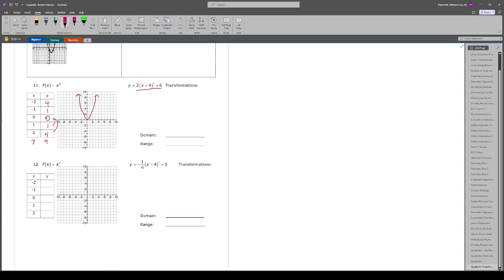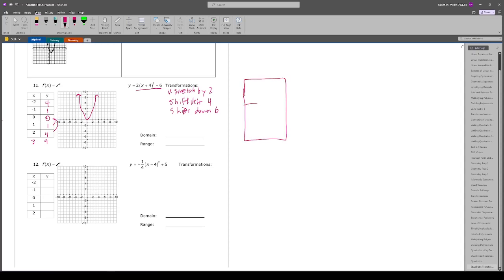We're going to list them, and what I want to do here is put kind of a table side by side to show how it's different. So the transformations here is a vertical stretch by 2, a shift left by 4, and a shift down by 6. So we're going to apply those things to our parent function and make a table here with those values.